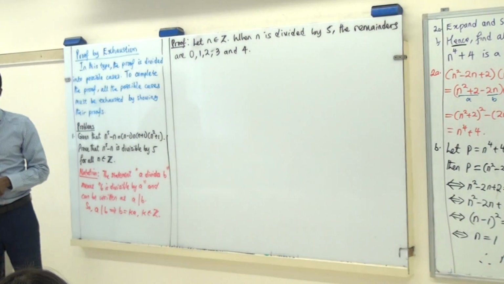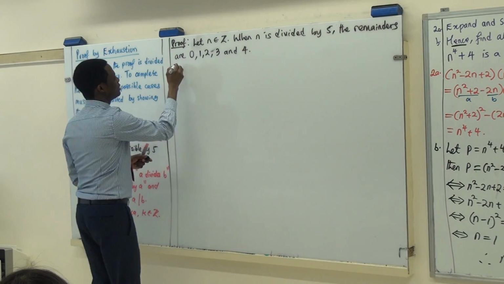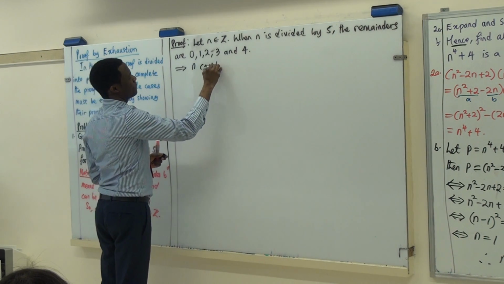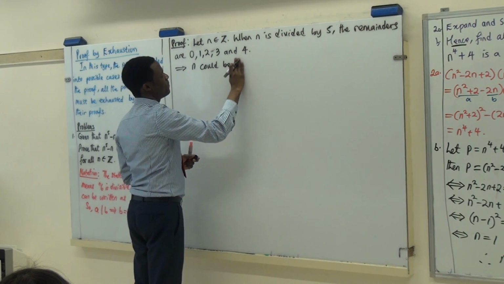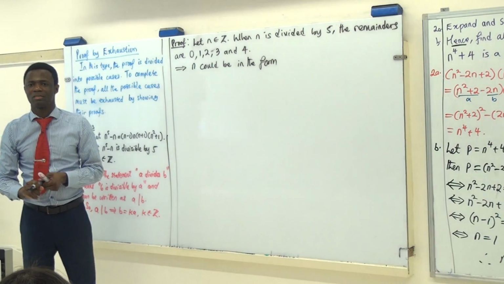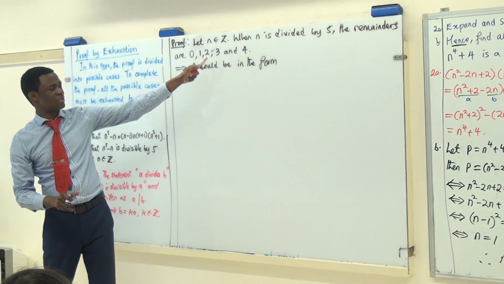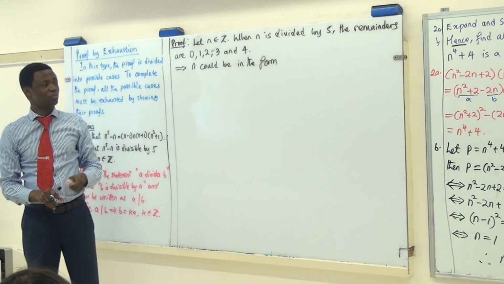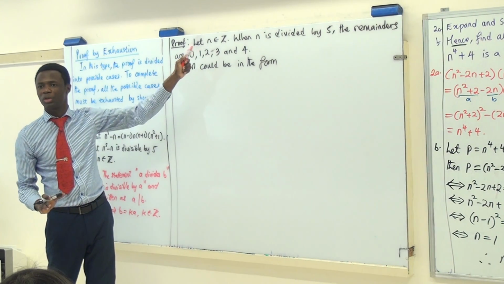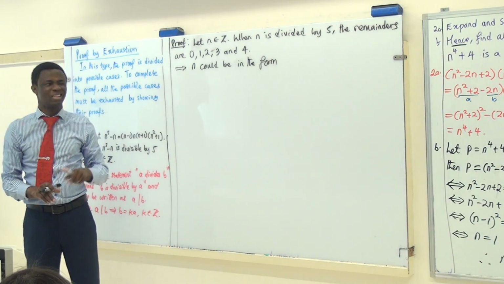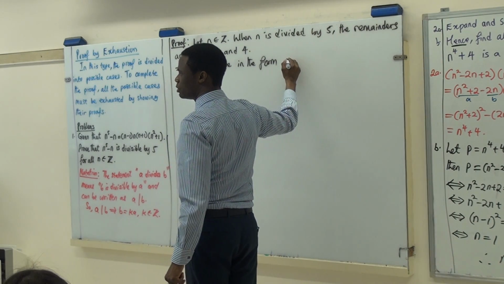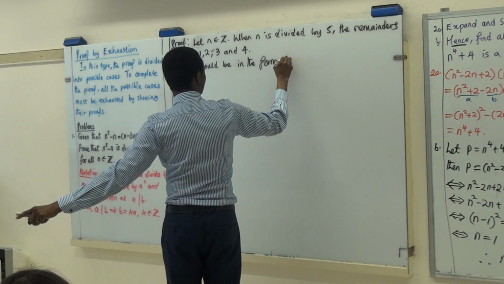And that tells us something, that actually this implies that n could be in the form what? Based on this, n could be in the form what? Based on when you divide any number by 5, the remainders will be 0, or 1, or 2, or 3, or 4. So how can we write any number n in terms of that 5? There are different forms. Give me the first one, based on the last statement.